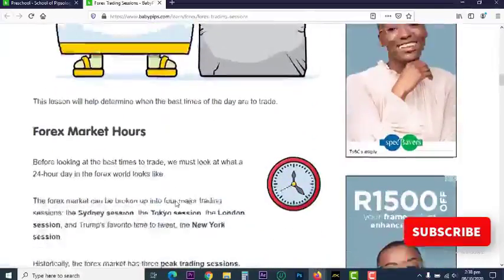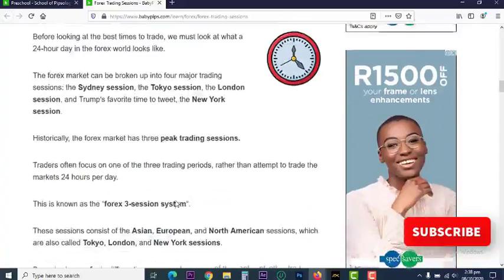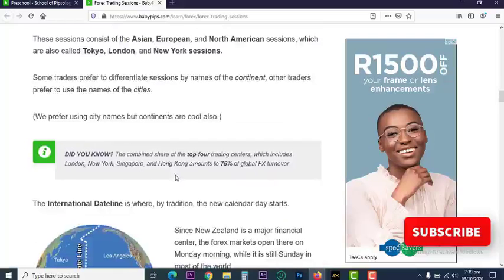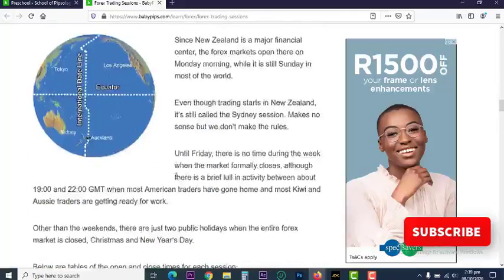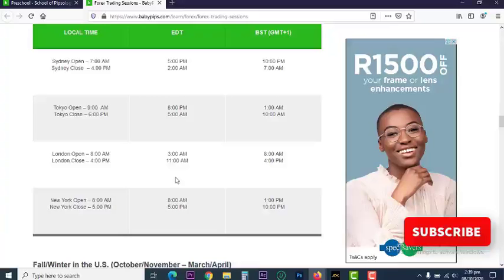And so we also have Forex market hours. When the market opens, you're going to find all this information right here: the time, the sessions, and the peak times when there's much more volatility in the market. So these are all important for you to know. And here we have the chart.